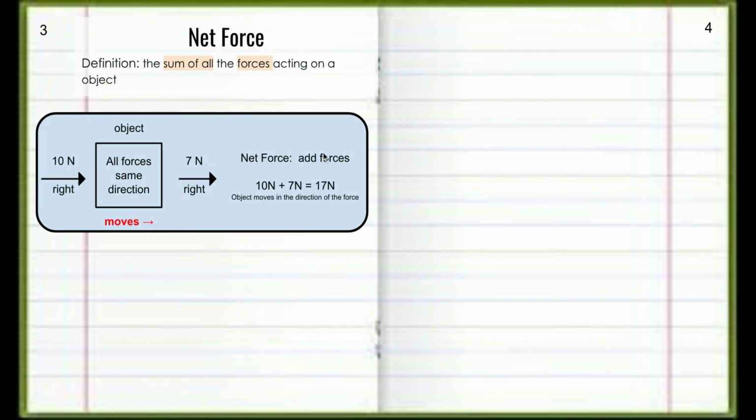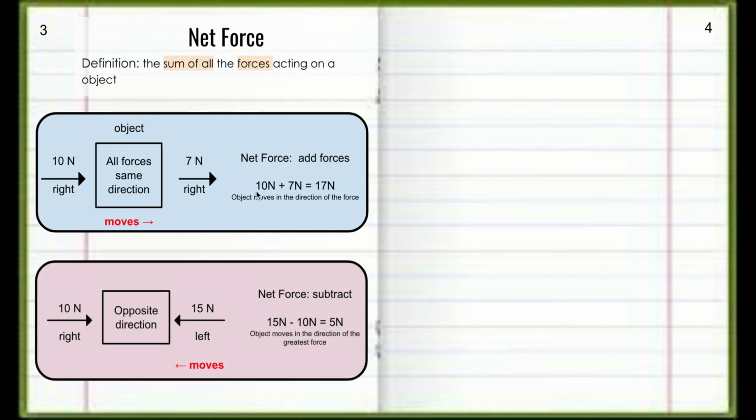Well, we're going to add the forces, okay? So 10 plus 7 equals 17. So this object is going to move 17 newtons to the right. So it's going to move right, okay?